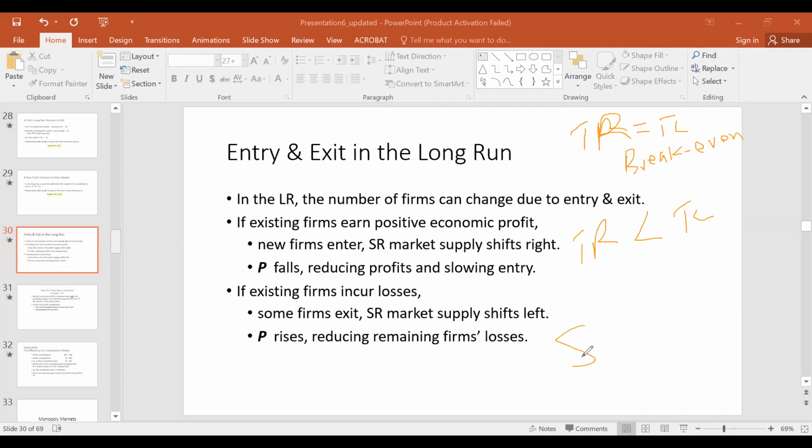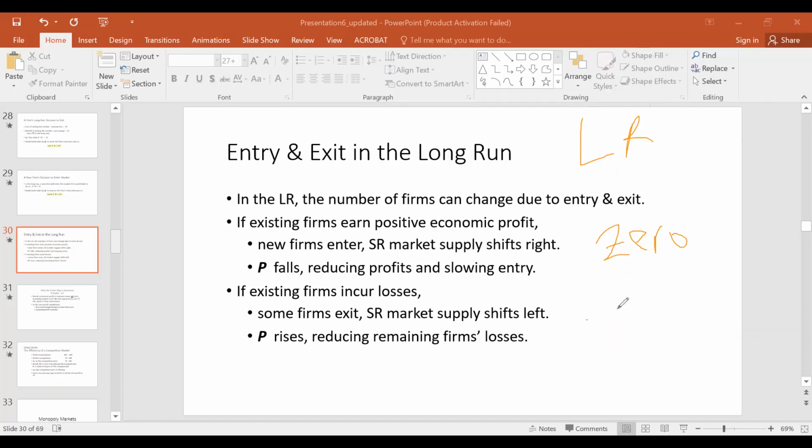Now, please, in the short run, a firm in a competitive market can make any of the 3 types of profit. They can break even, make a positive profit, or make a negative profit. But please remember, in the long run, the firm makes only zero economic profit. Why? I'll ask you in an exam. It is because of free entry and free exit.